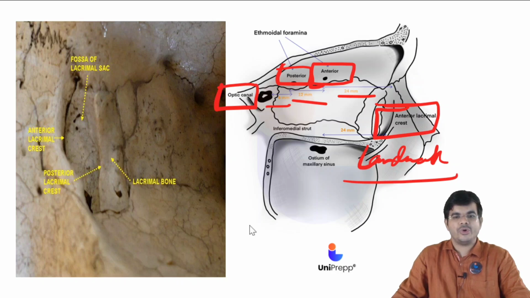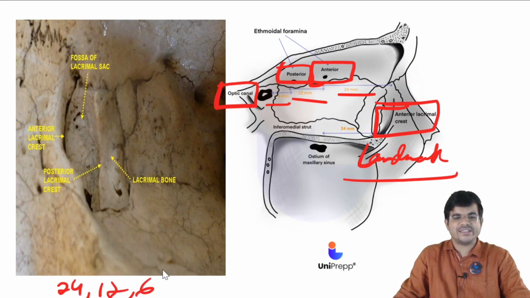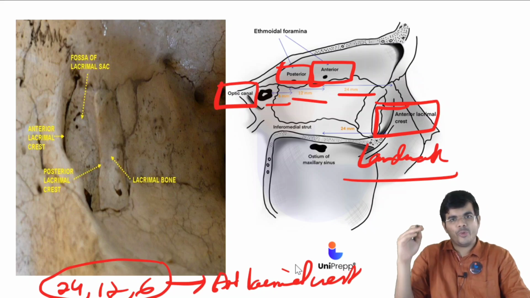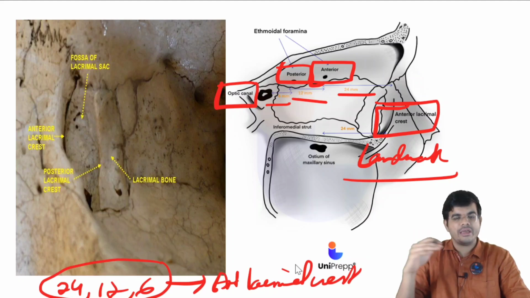So the rule of 24, 12, 6, that is you have the anterior lacrimal crest, and 24 mm behind that you have the anterior ethmoidal foramen, 12 mm behind the anterior ethmoidal foramen you have the posterior ethmoidal foramen, and 6 mm behind the posterior ethmoidal foramen you have the optic canal.